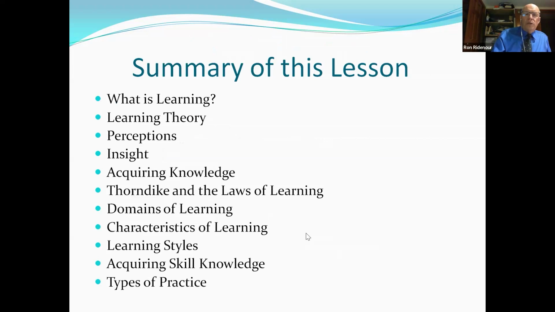So we've reviewed, as a summary, what is learning, the learning theory, perceptions, insights, acquiring knowledge, the Thorndike laws of learning, the domains of learning, characteristics of learning, learning styles, acquiring skill knowledge, and types of practice. Now, the second half of this lesson, which we'll go through next week, is more conducive, to be quite honest, to use of scenario-based training.